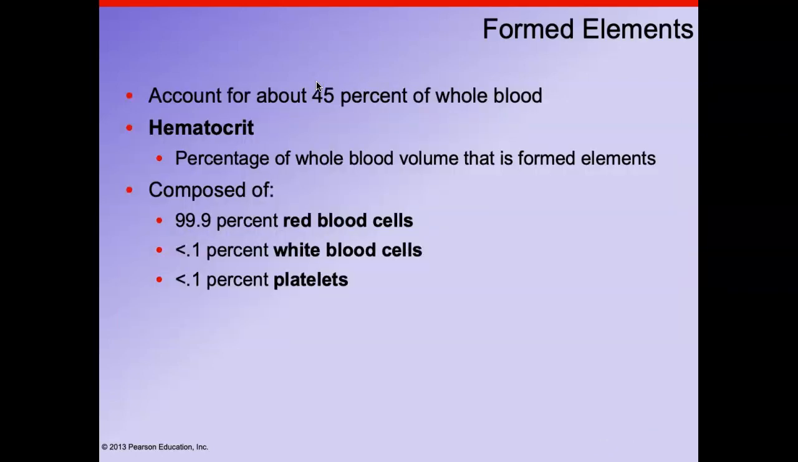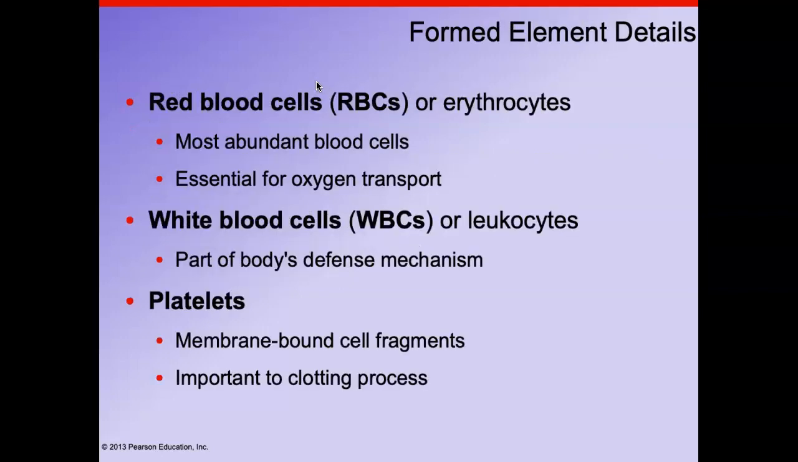The formed elements are about 44-45% of the whole blood. That percentage, 45% of the whole blood, is called a hematocrit. It's mostly red blood cells and a little bit of white blood cells and platelets. The red blood cells are erythrocytes and carry oxygen. The white blood cells are leukocytes and defend against infection. And platelets are cell fragments that allow the blood to clot.